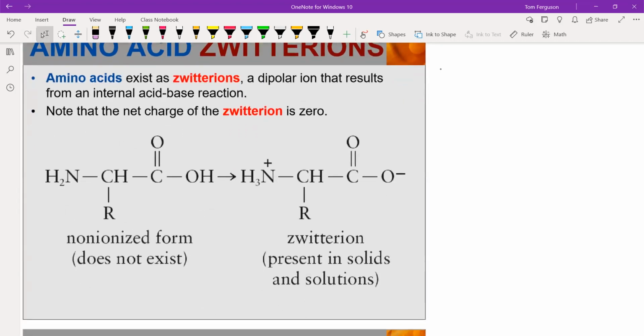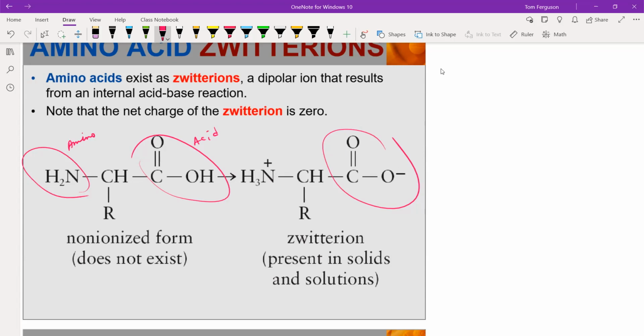Now, as I said in the beginning, at physiological pH, this acid here is in its ionic or deprotonated form. That proton ends up migrating over to the amino end. And because it's a proton with a positive charge, that nitrogen becomes an ammonium functional group with a positive charge.